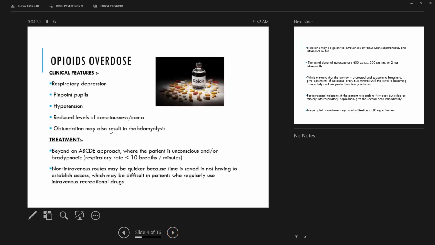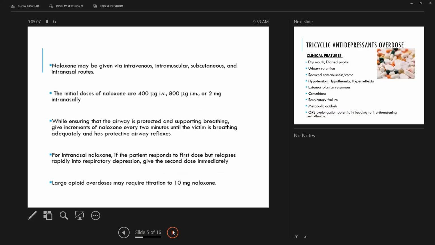Opioids overdose. Features are respiratory depression, pinpoint pupils, hypotension, reduced levels of consciousness, coma. Obtundation may also result in rhabdomyolysis. Treatment: beyond an ABCD approach, where the patient is unconscious or bradypneic, that is respiratory rate less than 10 breaths per minute, non-intravenous routes may be quicker because time is saved in not having to establish access, which may be difficult in patients who regularly use intravenous recreational drugs. Naloxone may be given via IV, intramuscular, subcutaneous, and intranasal routes.